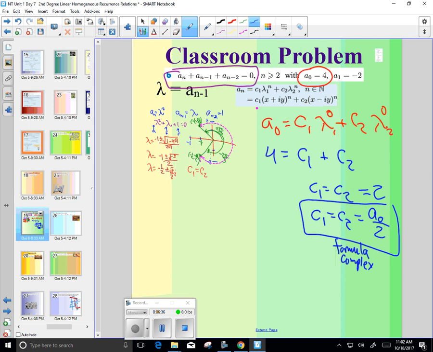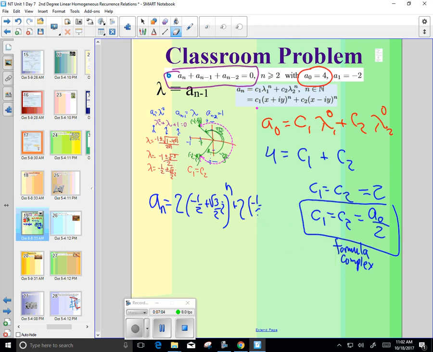So that's the easy, fun part. But we still don't have an equation yet. And the reason we don't have an equation is because now we have A of n is equal to 2 times lambda 1, which is negative 1/2 plus square root of 3 over 2 i, to the n, plus 2 times negative 1/2 minus square root of 3 over 2 i, to the n, right? That's what we have so far. And do you like that answer?